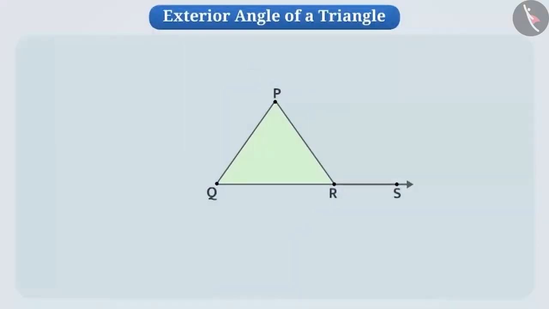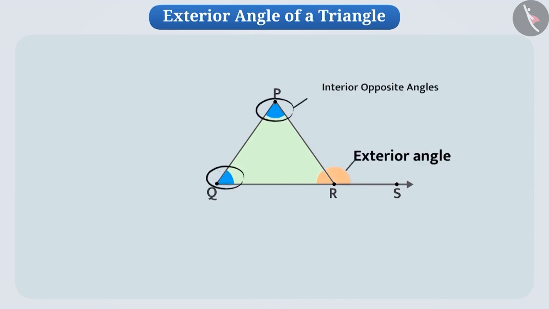Now look at this figure. Here, angle PRS is the exterior angle of triangle PQR. We can also see that angle QRP and angle PRS are adjacent angles. In addition to the adjacent angle, angle QRP of the exterior angle PRS, the remaining two angles of triangle PQR, namely angle RPQ and angle PQR, are called the two interior opposite angles or the two remote interior angles of the exterior angle, angle PRS.